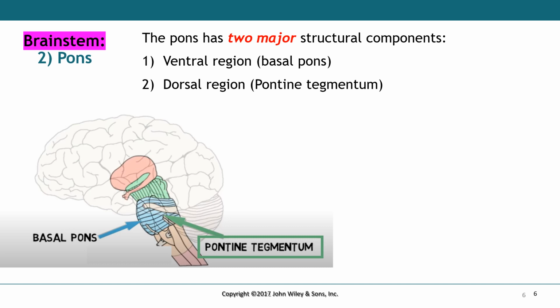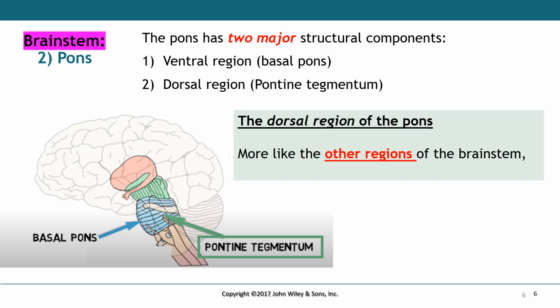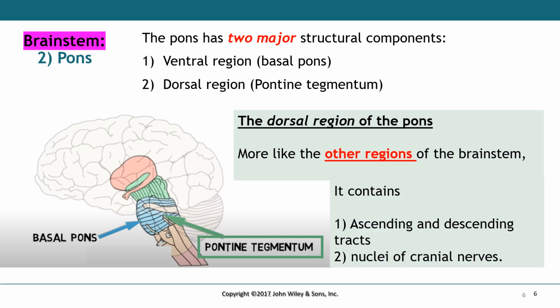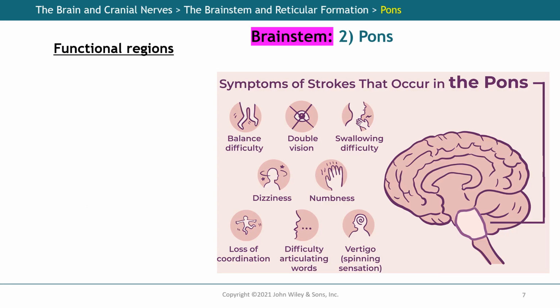In addition, I told you that the dorsal region of the pons is more similar to the other regions of the brainstem, in that it contains ascending and descending tracts, and it also has all these cranial nerves. So the last section that we are going to talk about is the role of the pons, and in general of the brainstem, in regulating the respiration.